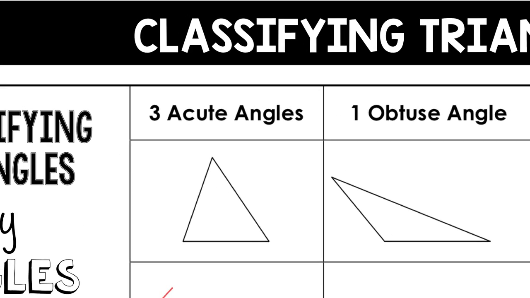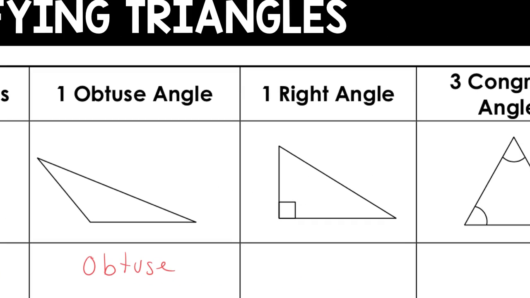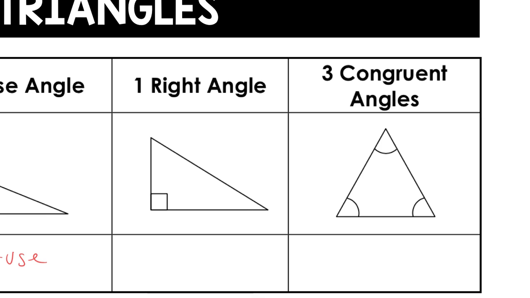All three angles are acute, so we would consider this triangle an acute triangle. This next one, all three angles are obtuse. Remember, obtuse are angles that are more than 90 degrees, so we call this an obtuse triangle. And you can see these next two. If you have a right angle, the triangle is called a right triangle. And then if you have three congruent angles, we call it an equiangular triangle.